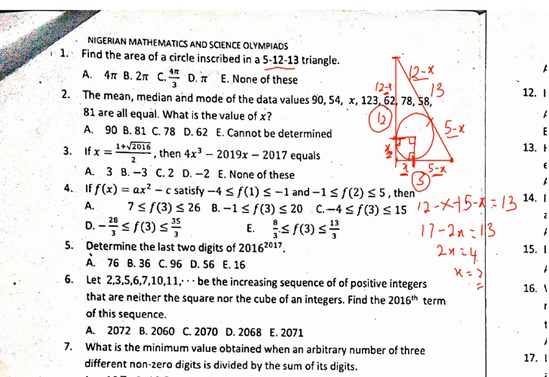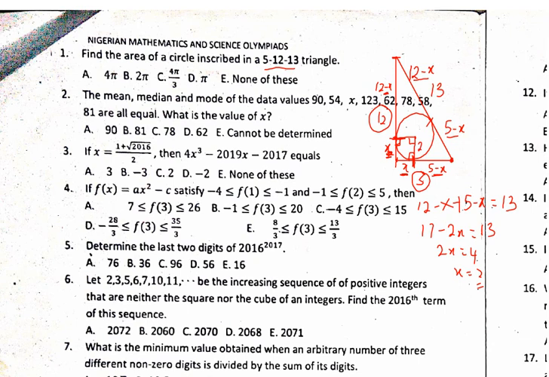But for the fact that the adjacent sides are equal, this is x, this is also x, they are equal, so it means it's a square. So from there we can imply that the radius is also x, which is 2. So that's the radius of the circle.